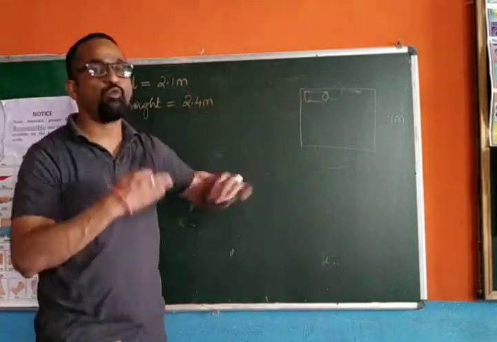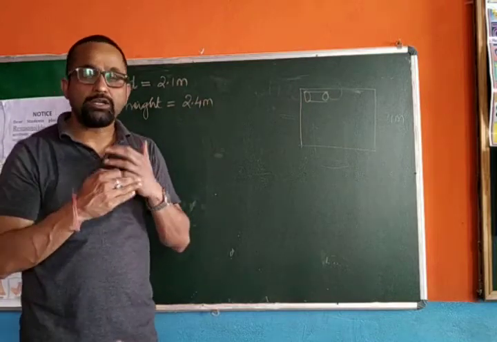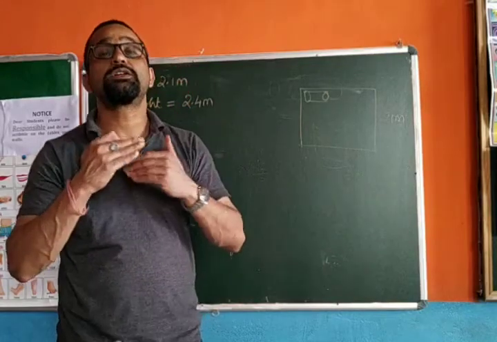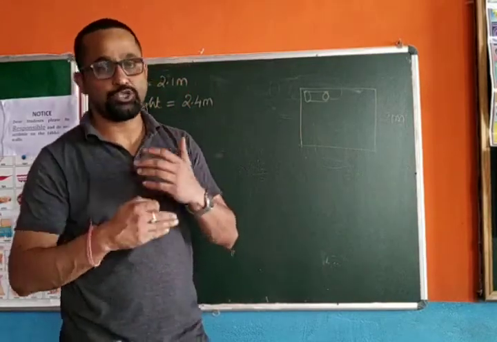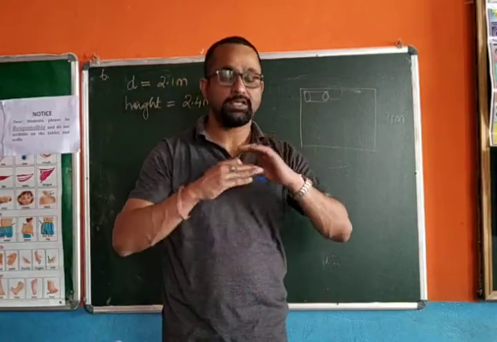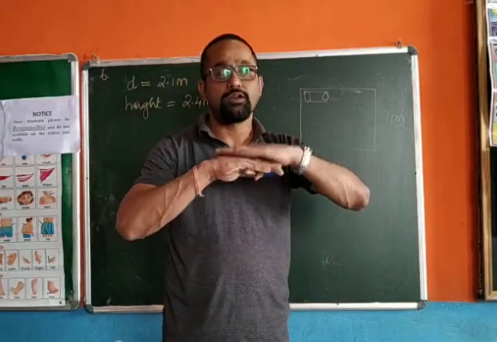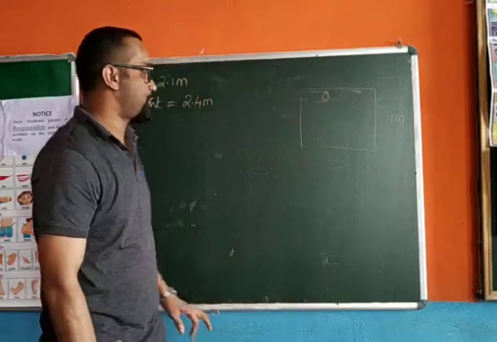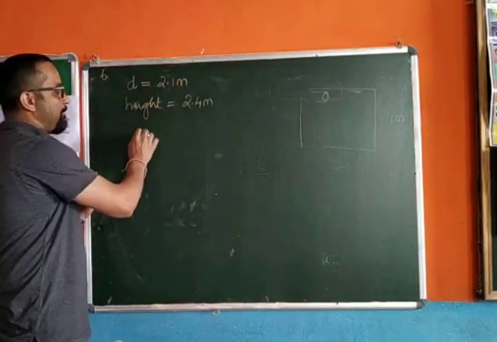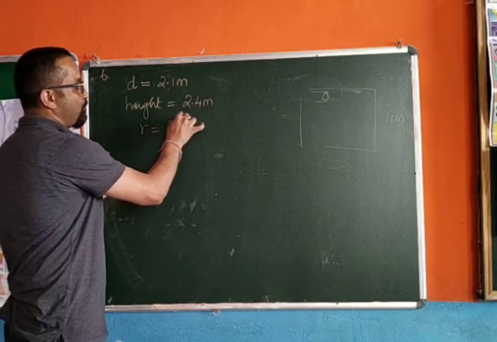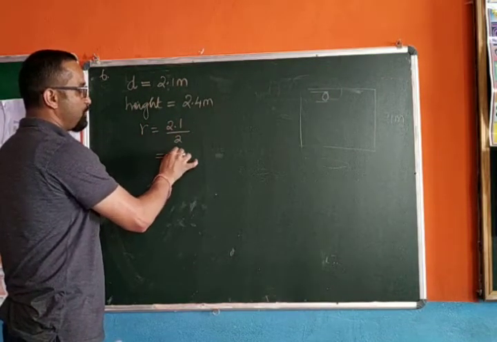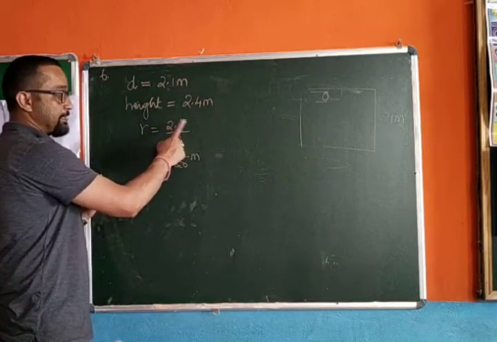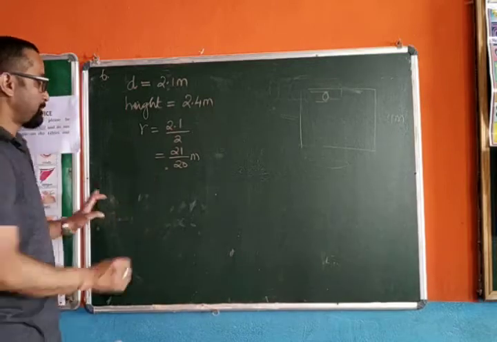When the roller is moving, what part of the roller is in contact with the ground? It is the curved surface part. When it is rolling, the outer curved surface comes in contact with the ground. So you need to calculate the curved surface area first. You have the diameter, find the radius. 2.1 divided by 2 is equal to 21 by 20. Remove the decimal from here, leave it in fraction.